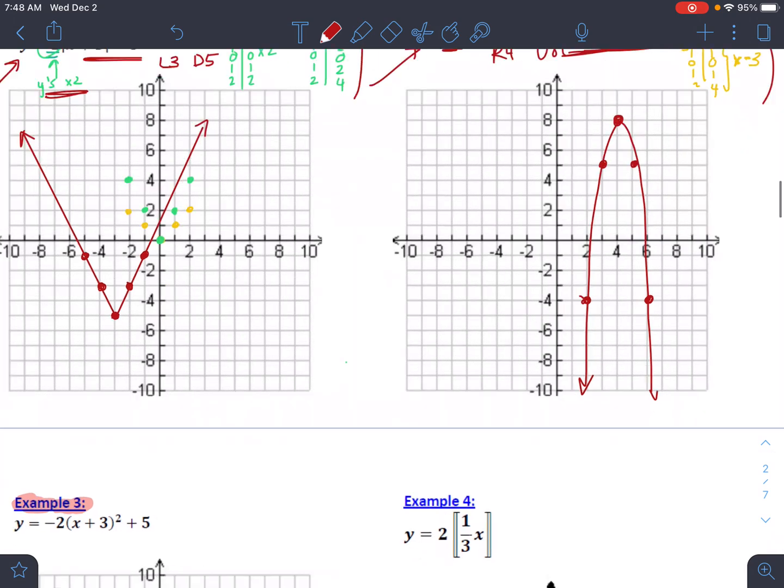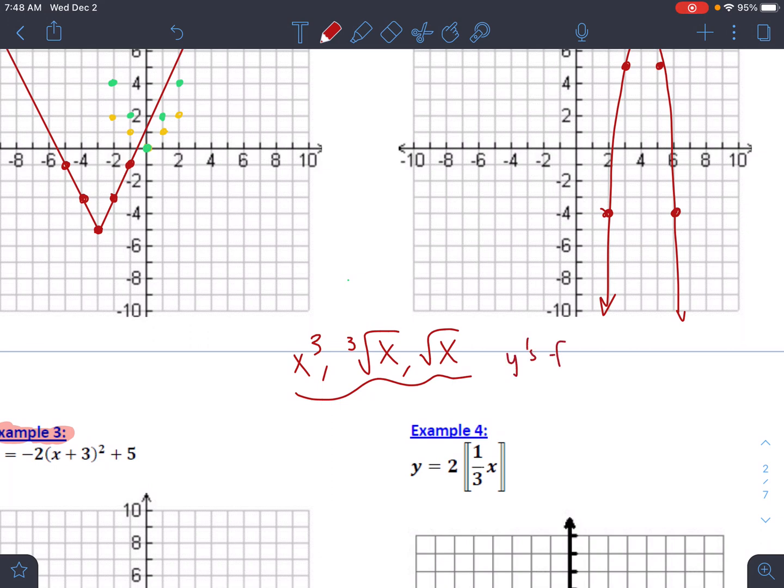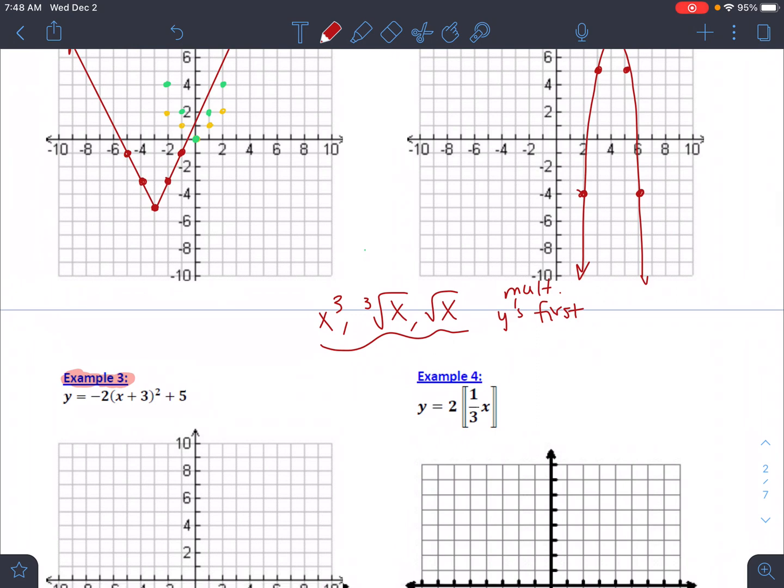Now, the only one I will mention is for x cubed and cube root of x, which aren't on these notes, and even square root, I'd put into that category. These guys, I would multiply the y's first, and then try shifting the graph, so kind of like what we did for the first graph. They don't have exactly a special pattern that you can follow. They kind of do, obviously, but I would say make that table and then multiply.